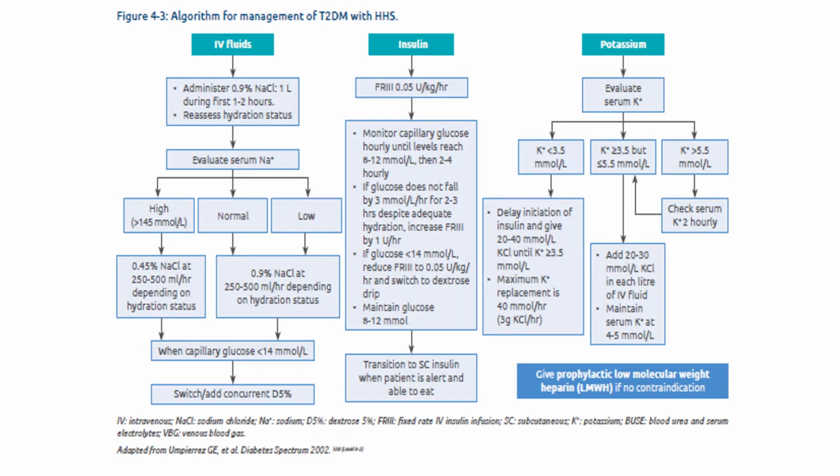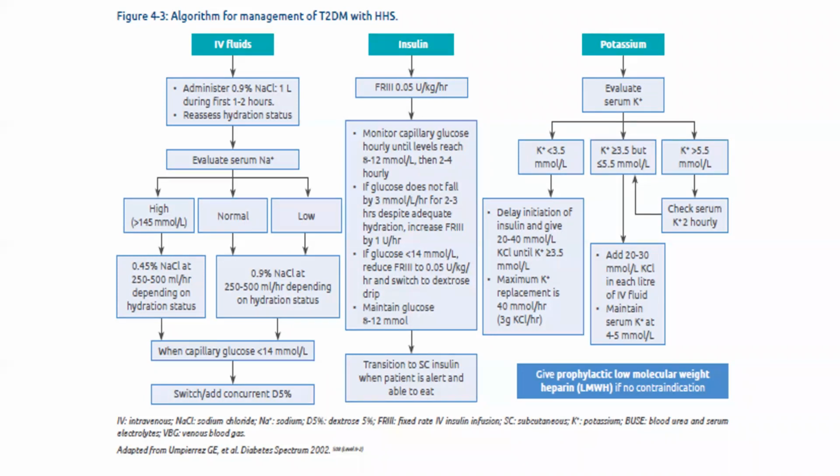Okay, so another important part of it is to evaluate the serum sodium of the patient. If it's very high, more than 145 millimoles per liter, we'll consider half saline, depending on the hydration status as well. But if normal to low, we can just continue with normal saline. This is also when we monitor the glucose, and when it drops below 14, we switch or add concurrent D5 into our fluid regime.